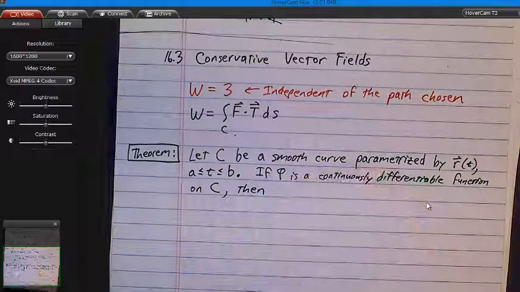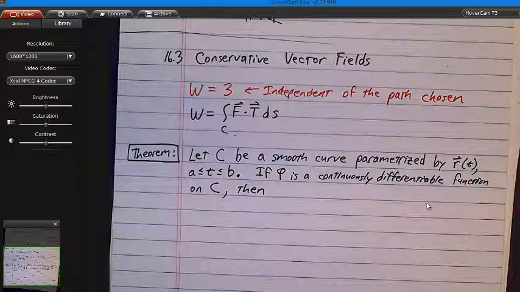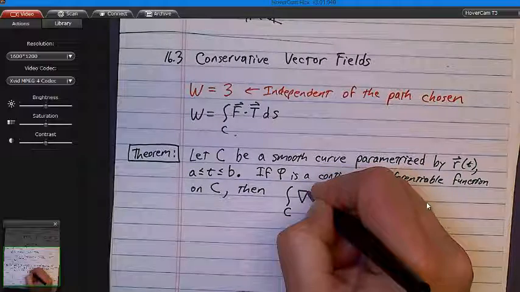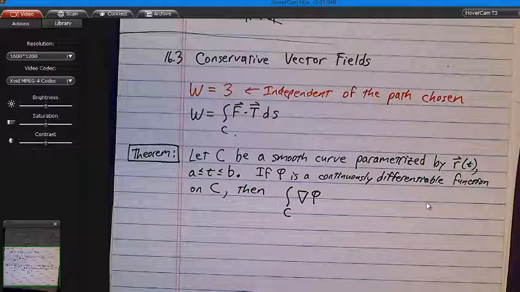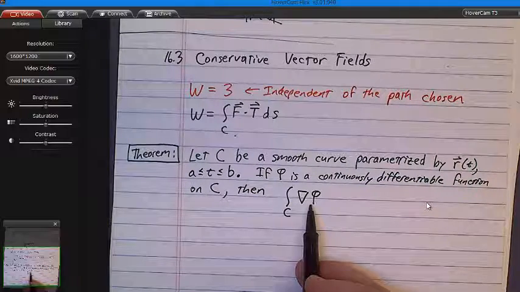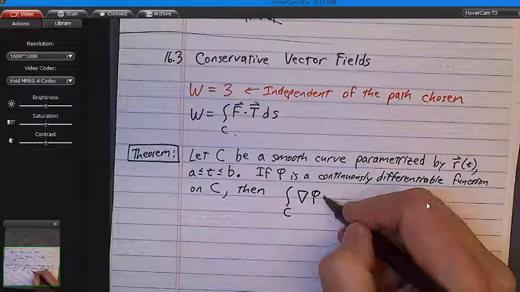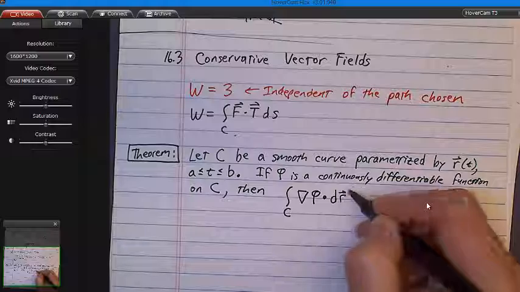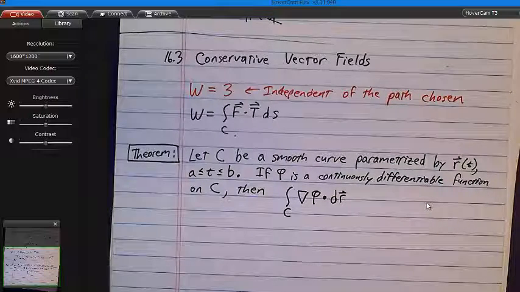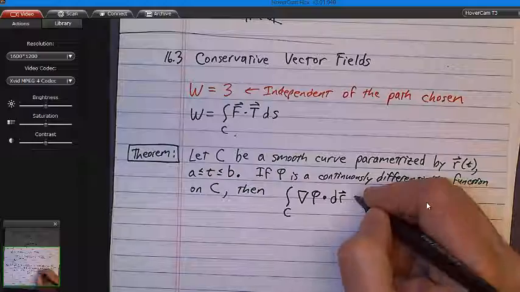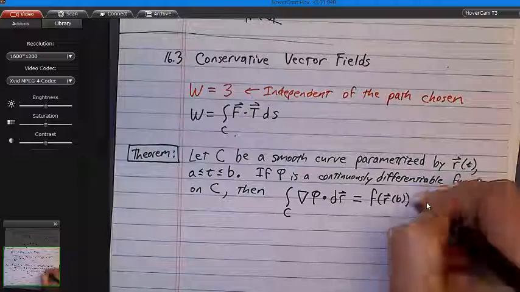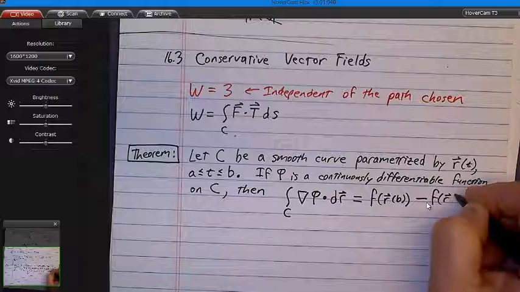Then, and here's the theorem, I'll write it in black or something. The line integral over C of, do you guys know this symbol? The gradient, yes. We're going to take the gradient of phi dot, and then I'm going to write dr. Does that make sense to you guys? Maybe, we'll see. Equals phi of r of b minus phi of r of a.